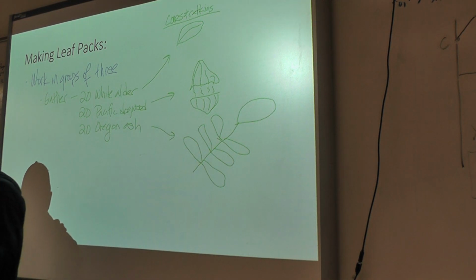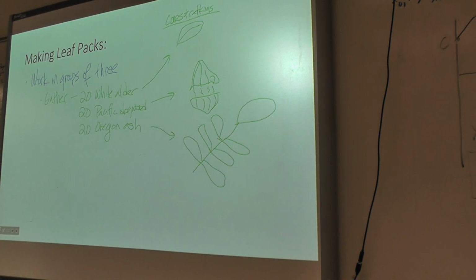You're gonna have a lot of green. And you can collect them. There's the trays back there that you can collect them in, or you can just hold them. The students yesterday were just holding them, and that's fine.